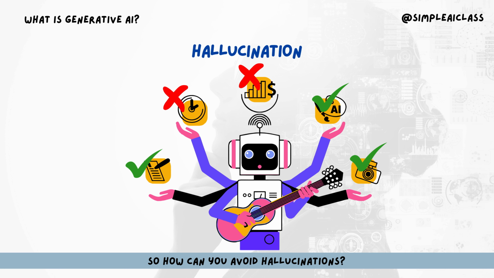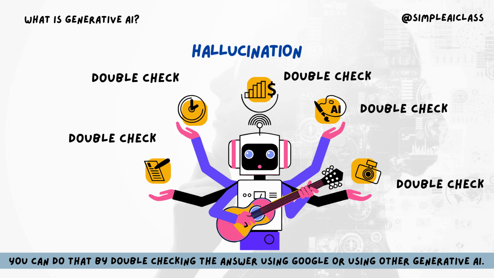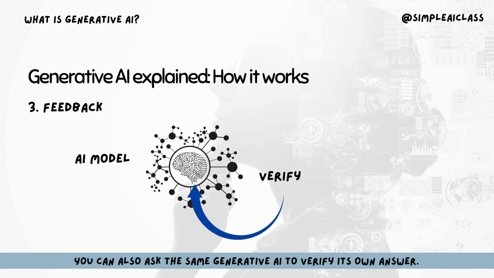So how can you avoid hallucinations? One of the simplest ways is just by double checking the answer. You just need to make sure that the facts stated by the generative AI are correct. You can do that by double checking the answer using Google or using another generative AI. You can also ask the same generative AI to verify its own answer. You can say, "Are you sure?" or "Can you double check the fact?"